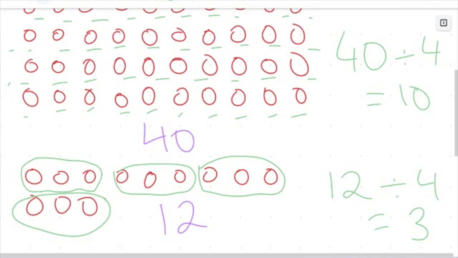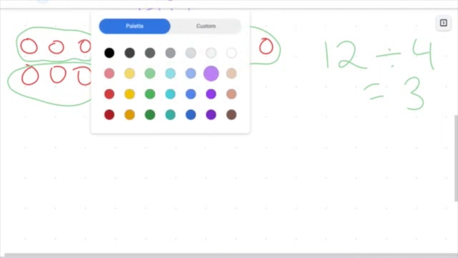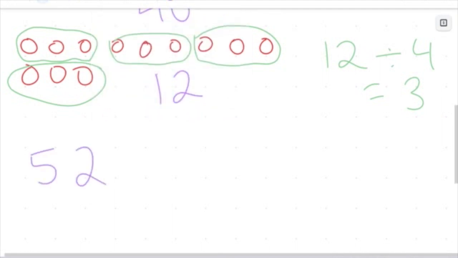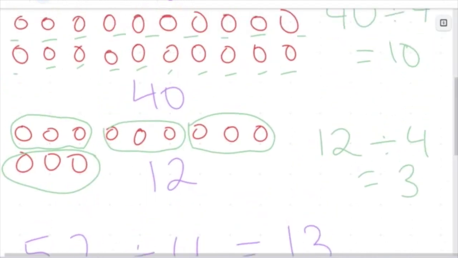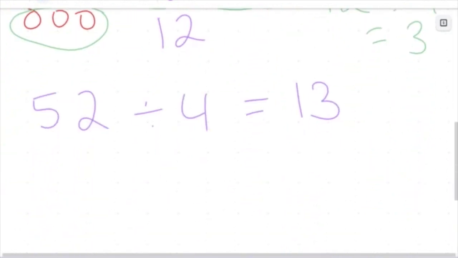So let's actually look at what we got here. I have that dividing each of these groups by 4 gives me 10 and 3. So the total, when I do 52 divided by 4, well, that gives me 13 here. That's kind of interesting because let's look at what we actually did.